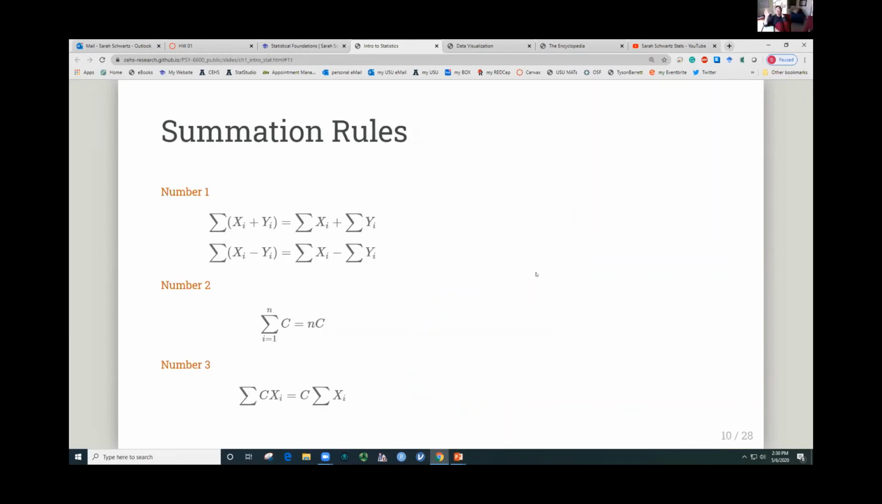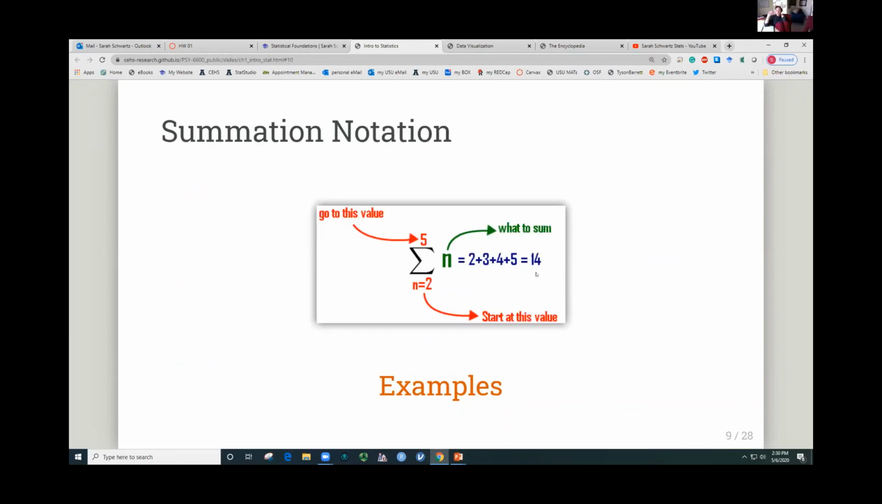So can I just ask a clarifying question? Yeah. So just to clarify, that number on top of the sum sign is go to this value. It's not like there are 5 values. No, it's the last number you will use. Thank you. So the bottom is the first number you will use, and the top is the last number you will use. So you do all the numbers in between, including the bottom and the top. Okay, so 2, 3, 4, 5.